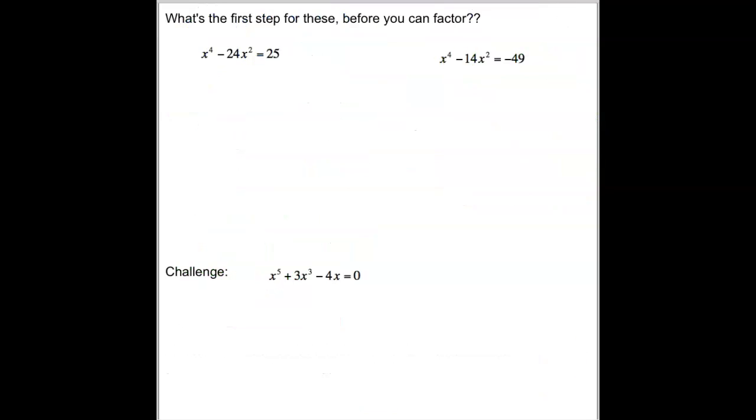All right, so what's the first step for these before we can factor? The very first thing we have to do is make sure that it's equal to 0. Okay, so we have to get one side to be a 0. So let's subtract the 25 over. And then let's go ahead and try to factor this.